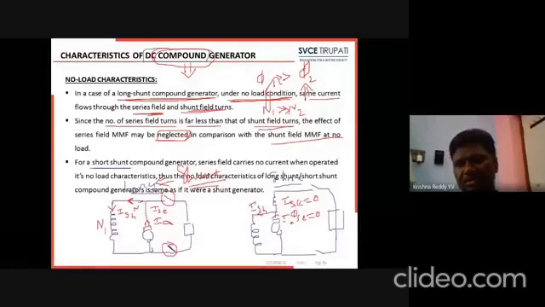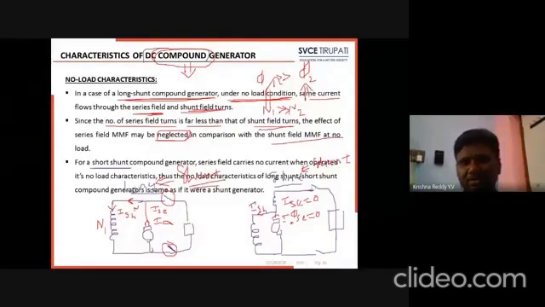అంతే కదమ్మా, ఆర్మేచర్కి డైరెక్ట్గా అక్రాస్ గా షంట్ ఫీల్డ్ వైండింగ్ కనెక్ట్ చేసాం. The short shunt compound generator is also similar to the DC shunt generator when we are not applying any load.